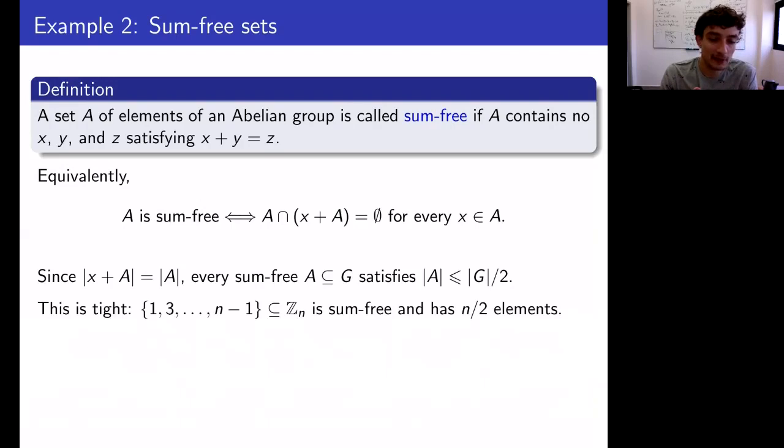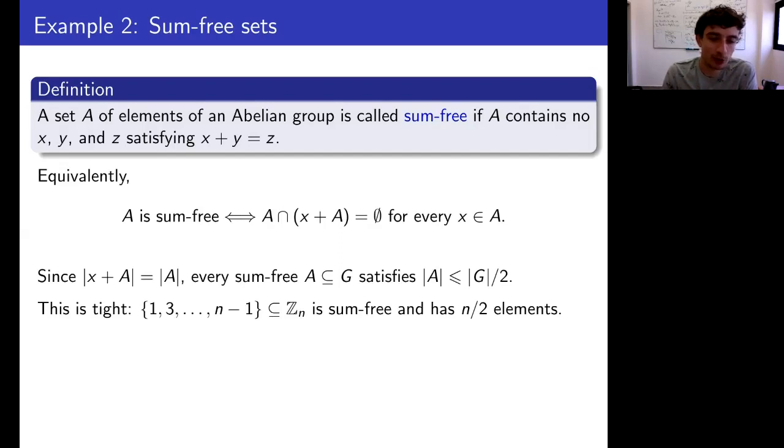Note that this is tight, because if I take n to be even and consider the set of odd residues modulo n, then this set is sum-free. Again, odd plus odd modulo even is even. And this set has n over 2 elements, which shows that this trivial upper bound was best possible. So this is an extremal question one can ask about sum-free sets.